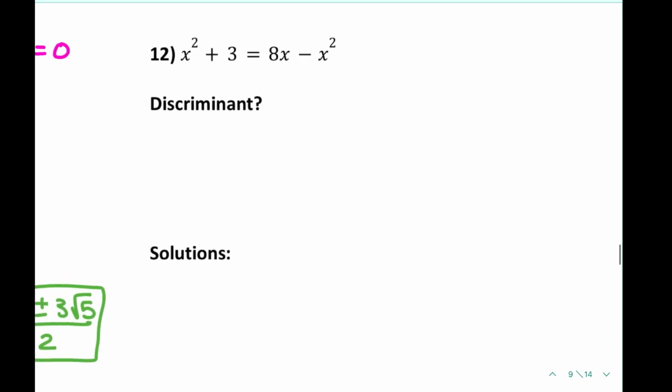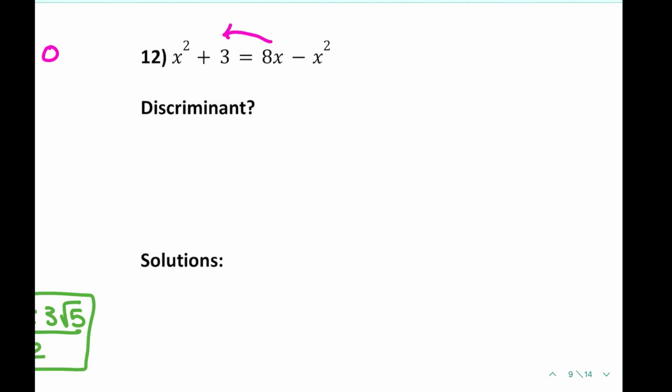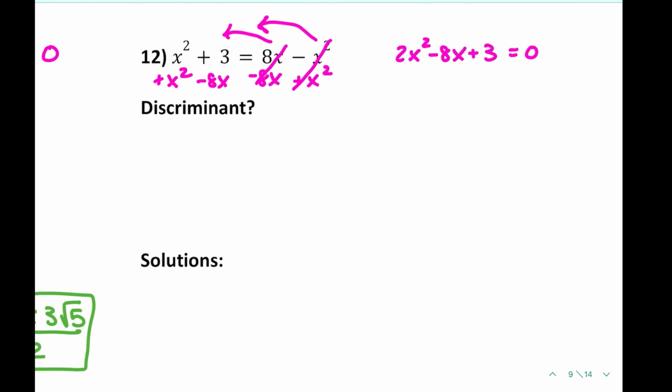All right, so number 12, again, there is no 0, so I need to move everything over. I'm going to move the 8x over and the negative x squared over. So I'm going to subtract 8x from both sides and add x squared to both sides. Now we have to watch out for like terms, because on the right side I have 0, that was the point, but I have to put this in standard form. I notice I have x squared plus x squared. Well, that's 2x squared, so my a value is 2. I only have one x term, it's negative 8x, and then I only have one constant, plus 3. But again, rearranging that and getting that into standard form is a bit tricky.